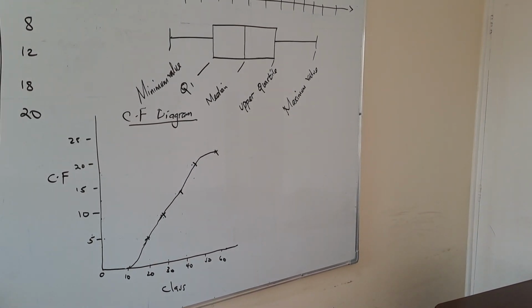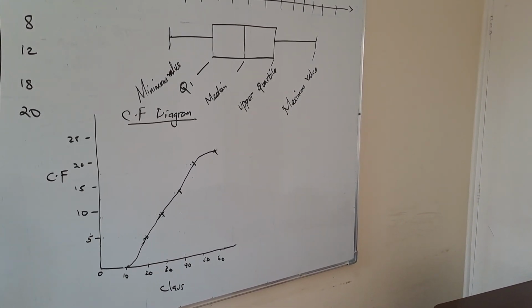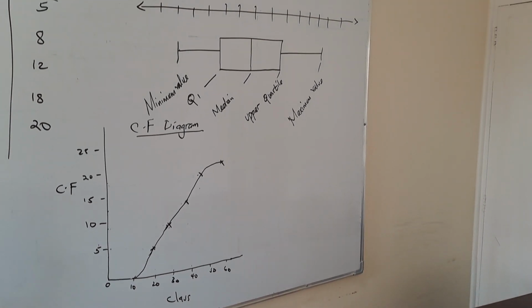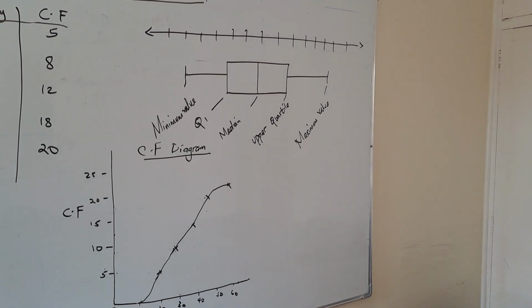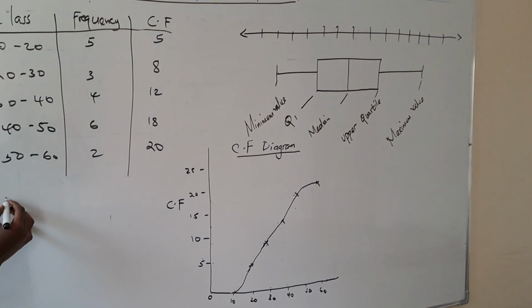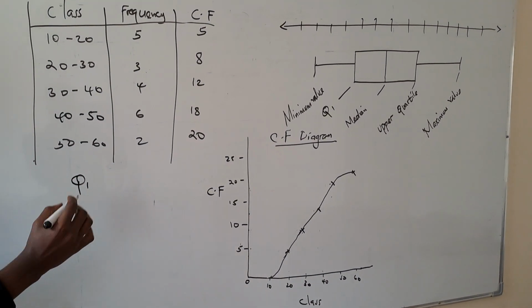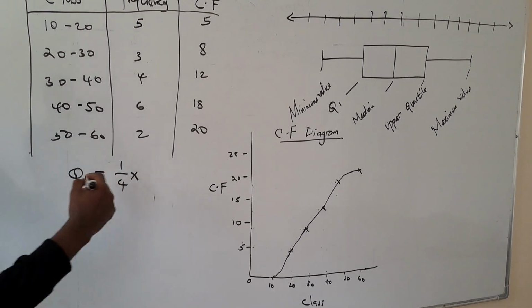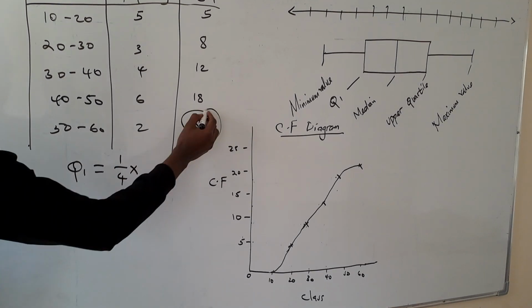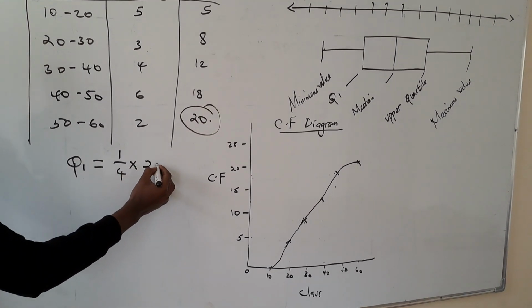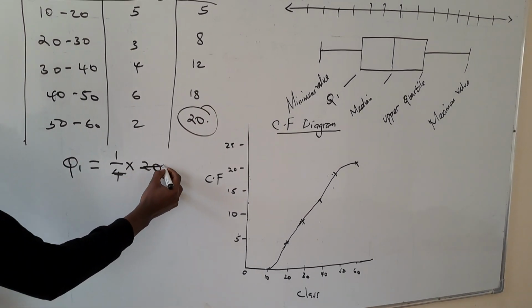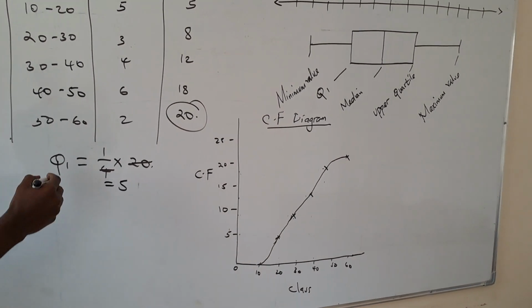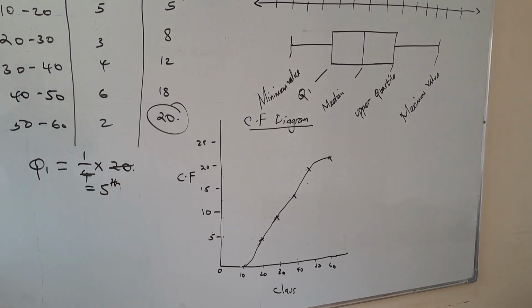You will now find the position of your quartile, Q1, the position of the median, and the position of the upper quartile. Now, how do you do that? To calculate the position of the first quartile, it will be a quarter times the total frequency, which is 20. So it's a quarter times 20. This gives you 5. So the first quartile, or the lower quartile, is in the 5th position.